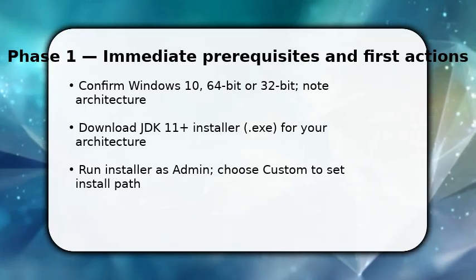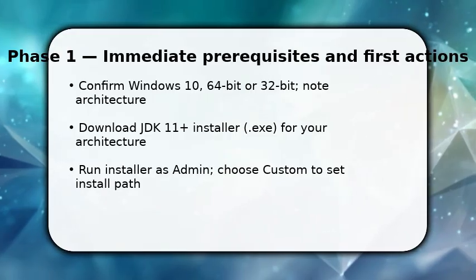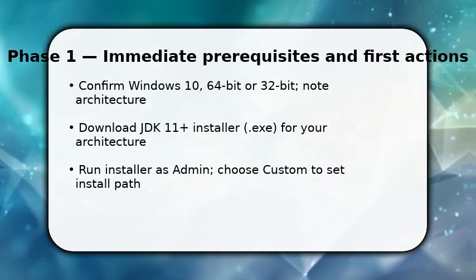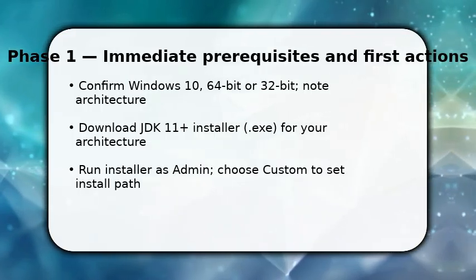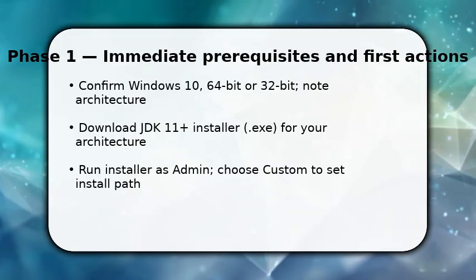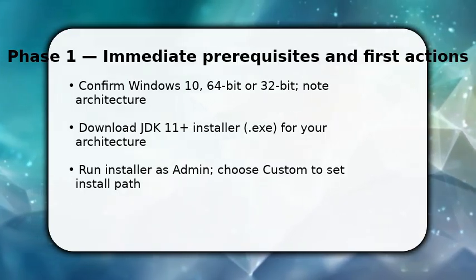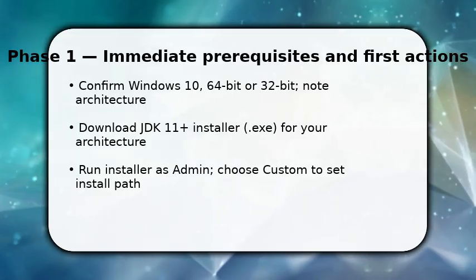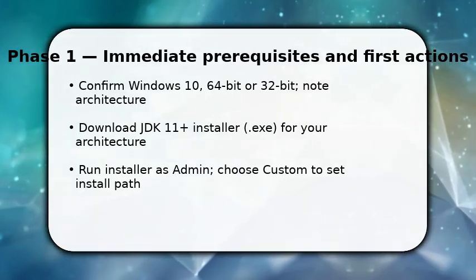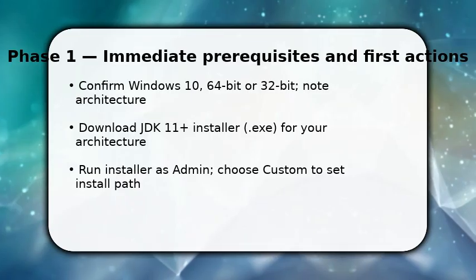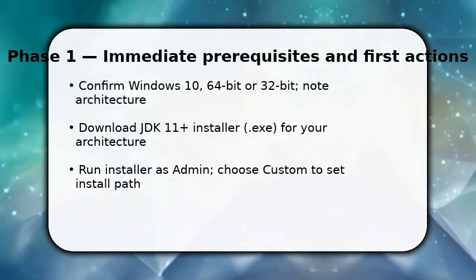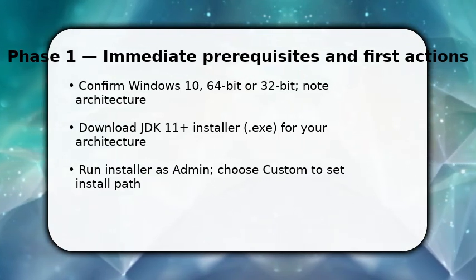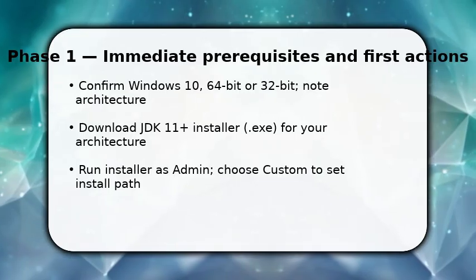You start by verifying Windows 10 and noting whether you have 64-bit or 32-bit, because that determines the JDK installer you need. Next, download the JDK 11 or newer exe for your architecture and run it as administrator to avoid permission problems. Choose Custom Install to pick a clear path like C:/Program Files/Java/JDK version. Once done, leave the installer open long enough to copy the exact install path. You will need it to set environment variables.